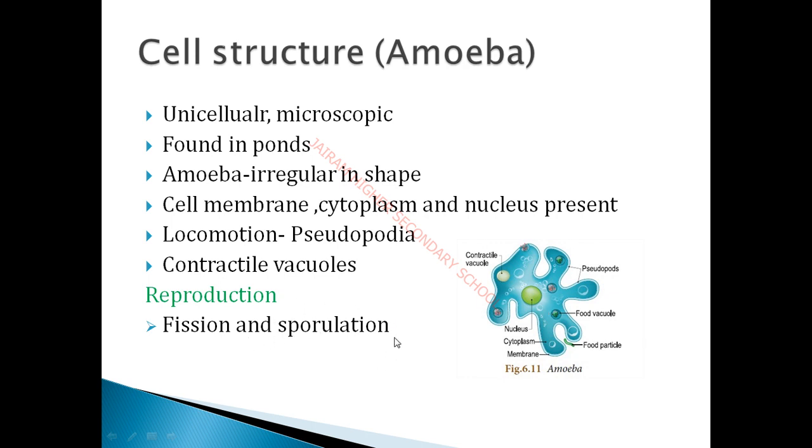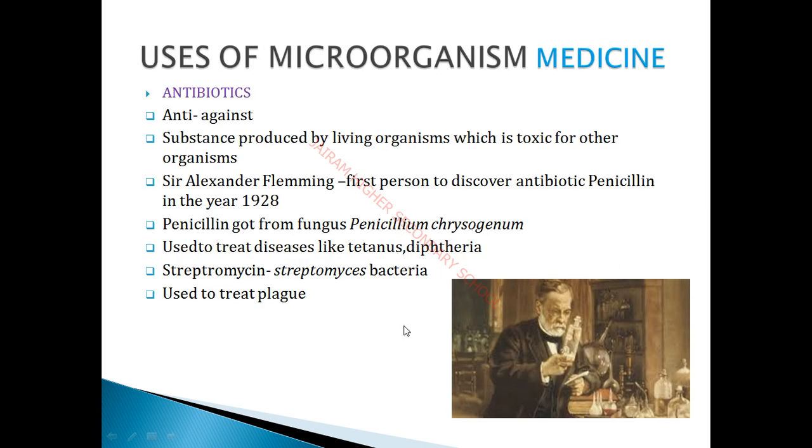Sporulation. As we saw in fungi, spores are produced, and the spores remain dormant under unfavorable conditions, and whenever the conditions are favorable the spores emerge into a new organism. So amoeba reproduces by this method.